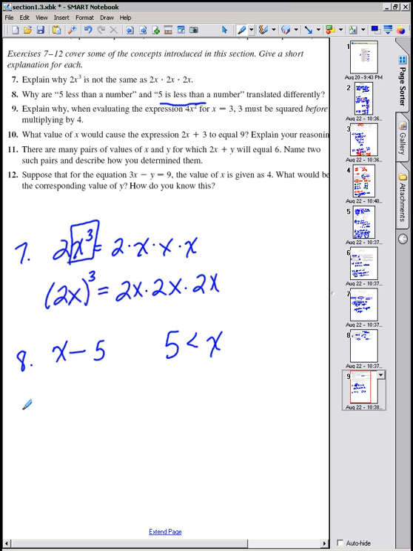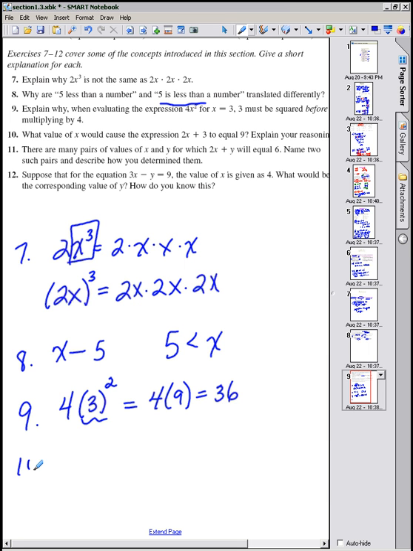Okay, number 9 kind of goes back to number 7, but it's explained: when evaluating the expression 4x squared for x equals 3, why do we square 3 before multiplying by 4? So we evaluated 4x squared when x is equal to 3. In order of operations, we have to do the exponent before multiplication. So this would be really 4 times 9, which would be 36.